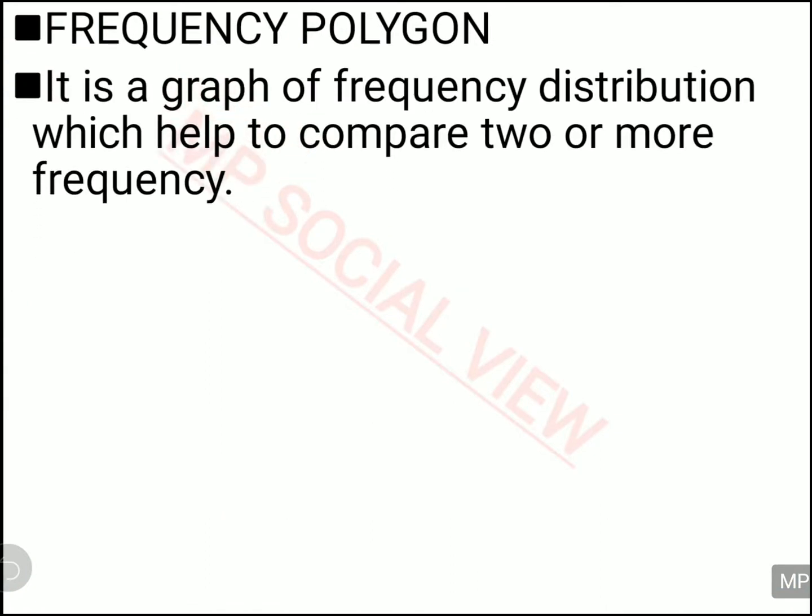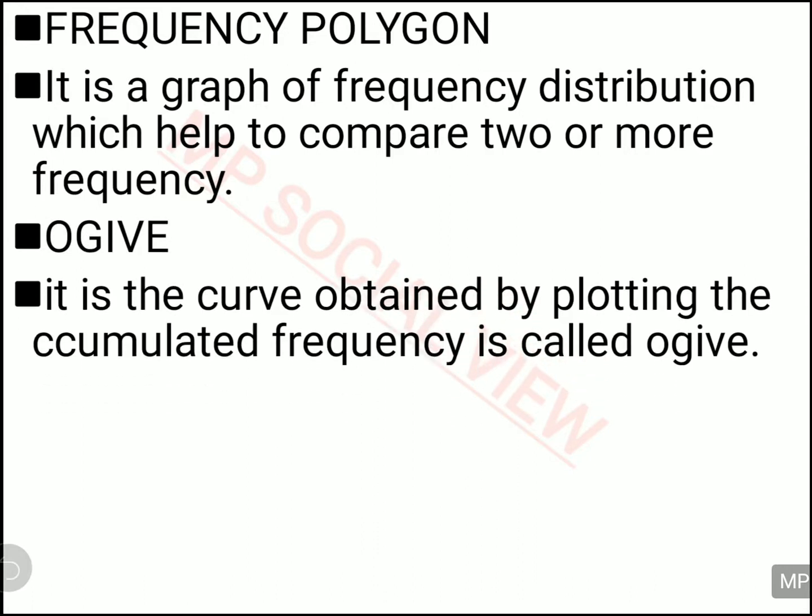Now let us discuss frequency polygon. What is a frequency polygon? A frequency polygon is a graph. When you calculate a simple frequency and plot it on graph paper, you get a curve, and that curve is called a frequency polygon. Then what is an ogive? An ogive is the curve obtained from the cumulative frequency. When you plot the cumulative frequency, you get an ogive.